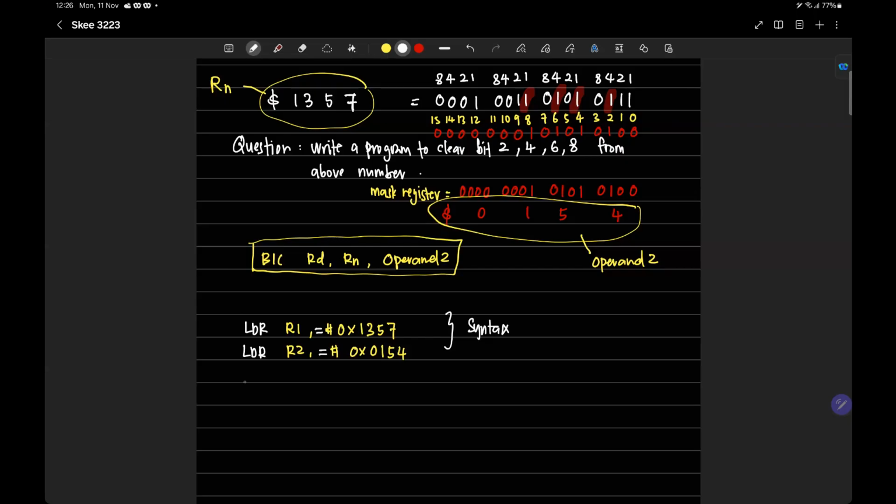Then after that, the third instruction is BIC R3, R1, R2. After you execute the third line, what happened? The bits 2, 4, 6, and 8 will be automatically cleared, while other bits will remain. So at the end of the day, your R3 will get this value.